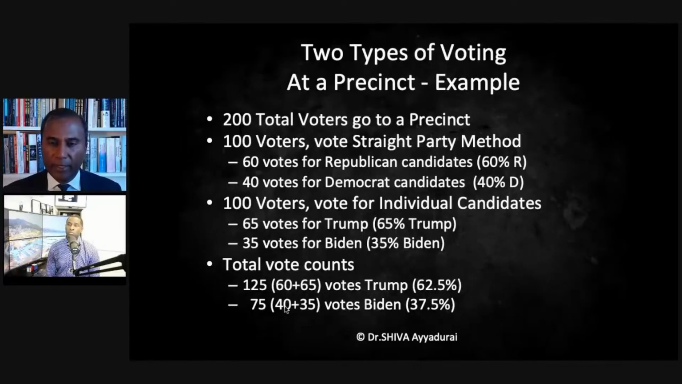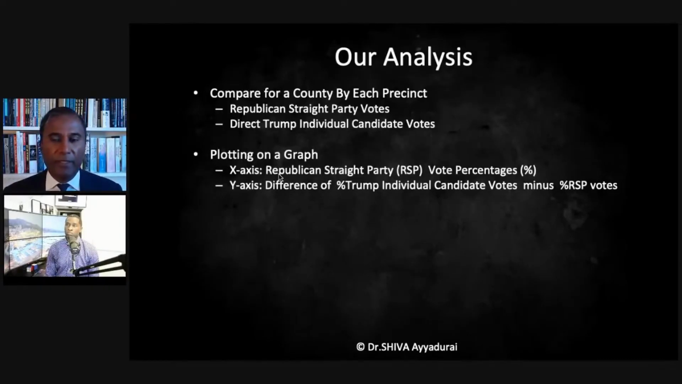And then you have 40 from the votes for the Democrat straight party and 35 for Biden. So that'd be 75, so 37.5%. So that's what the news would report, okay? But this is an example to give you an understanding of the straight party voting method and the individual and how they combine. On the x-axis, we're going to have Republican straight party vote percentages, right?